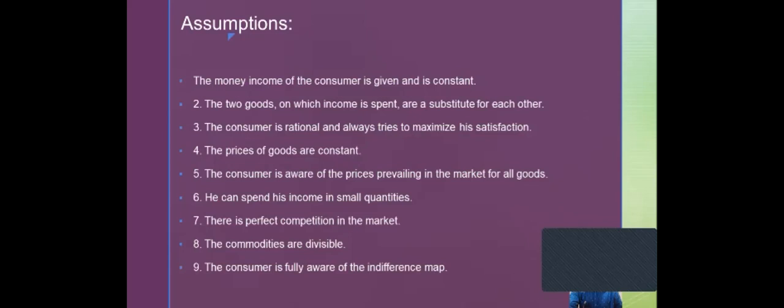Rational means the consumer must be a decision maker. He or she should be able to take the decision. It should not be an irrational person or abnormal person. Because if an abnormal person is taken into our study, it will not have any impact on that consumer.